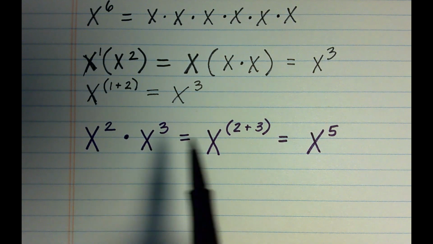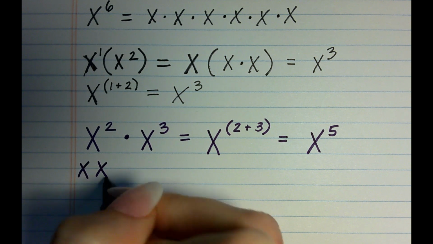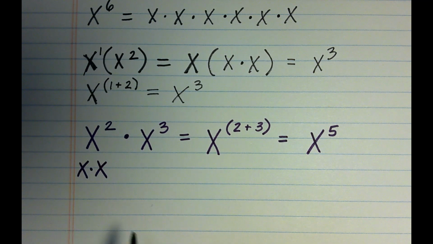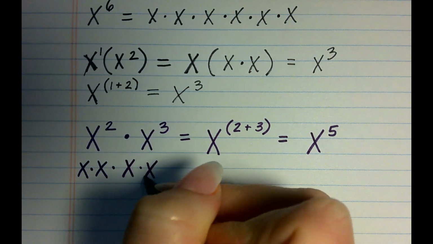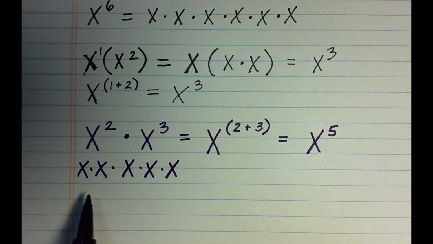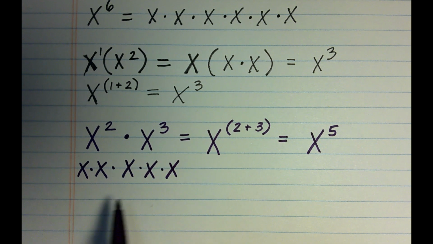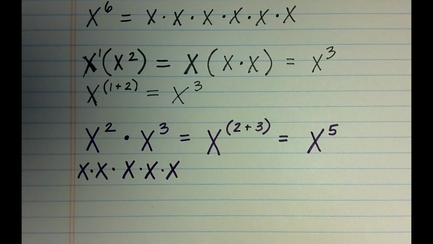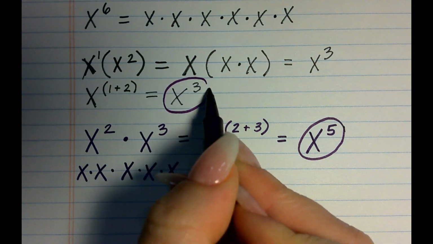We could also think of it like this. X squared is just x times x. So 2 x's times 3 more x's. And you could count. There's 1, 2, 3, 4, 5 times that x is being multiplied by itself. So x to the fifth power would be our answer.